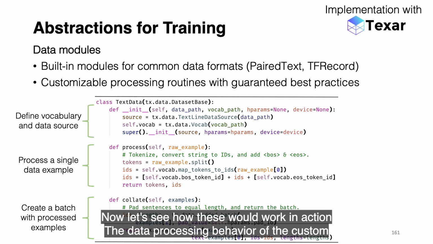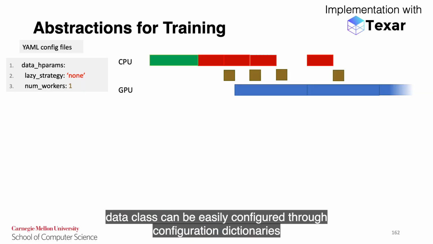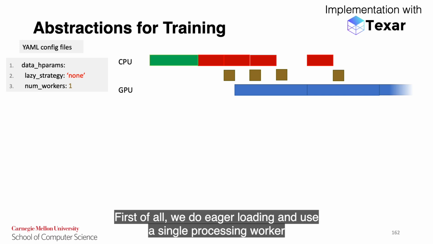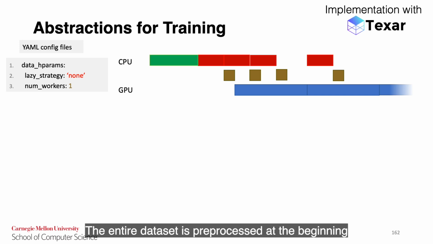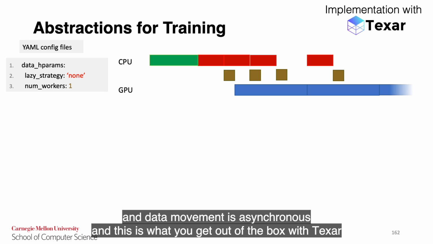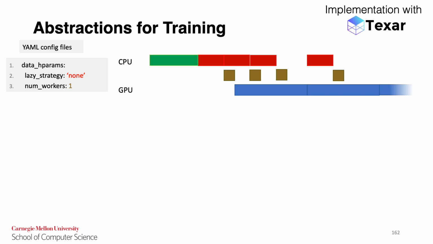Now, let's see how these would work in action. The data processing behavior of the custom data class can be easily configured through configuration dictionaries. And here we showcase 3 different use cases. First of all, we do eager loading and use a single processing worker. The entire dataset is preprocessed at the beginning, but we see that batching is performed in a separate process and data movement is asynchronous. And this is what you get out of the box with Texar.